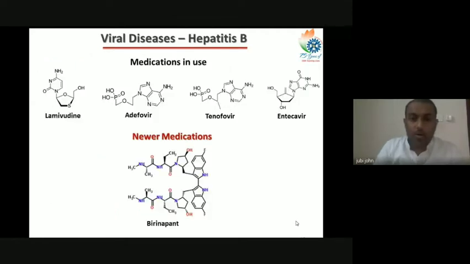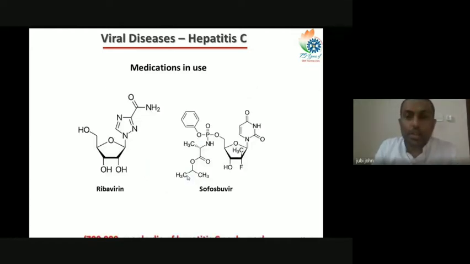And the drugs which I have shown above are the ones which are currently in use for the treatment of hepatitis B. And tenofovir is a molecule which was developed by a professor who worked in Belgium. And birinapant is the newest drug which is available for the treatment of hepatitis B. And I want to say that this is not available in our country.